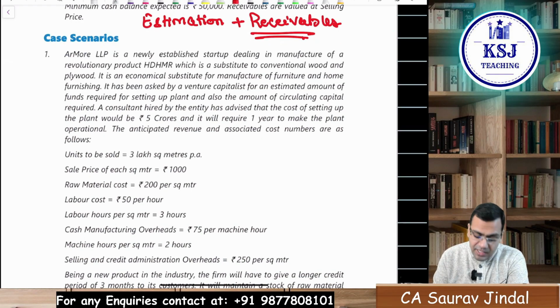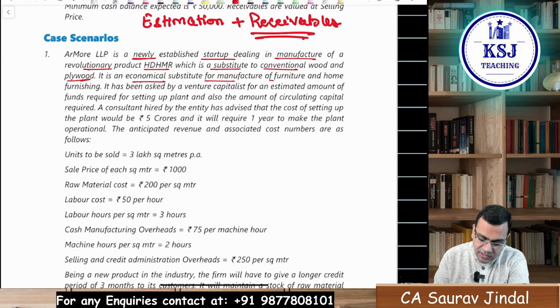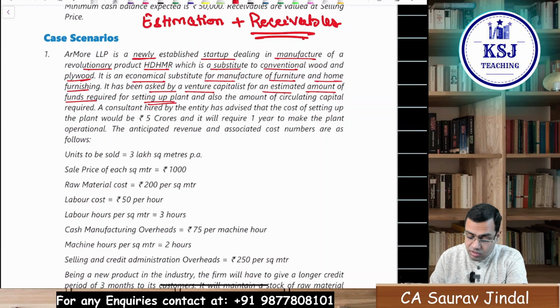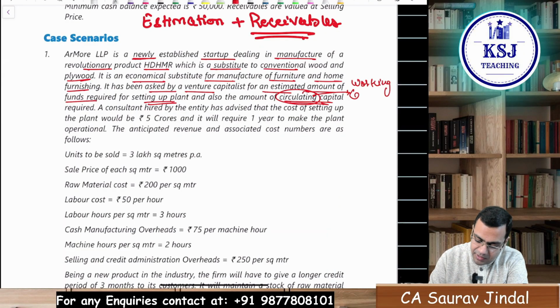AR Moore LLP is a newly established startup dealing in the manufacture of a revolutionary product HDHMR, which is a substitute to the conventional wood and plywood. It is an economical substitute for the manufacture of furniture and home furnishings. It has been asked by a venture capitalist for an estimated amount of funds required for setting up a plant and also the amount of circulating capital. Now, what is this circulating capital? Circulating capital is nothing but your working capital.